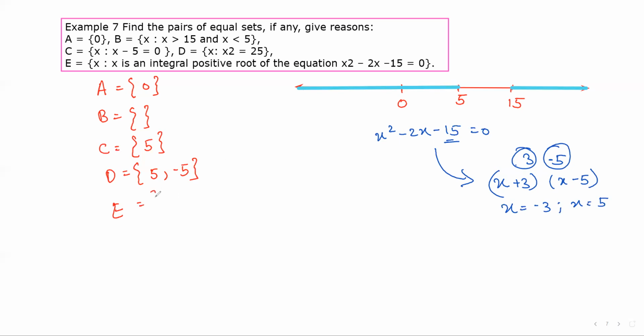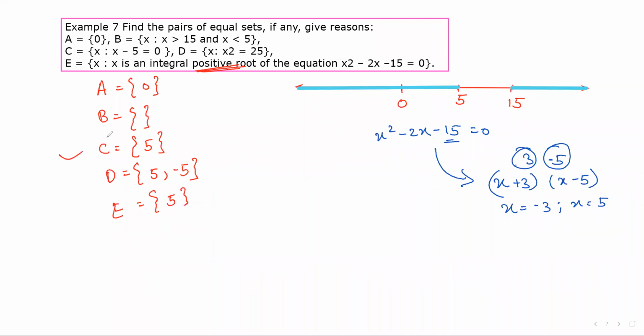So this is a set where you have minus 3 and 5. So if you observe A to E, you cannot find any two sets which have the same elements or which have common elements. So hold on. Integral positive, right? There's a positive root that has to be mentioned. You cannot place minus 3 over here. You have to have only the positive root. So there is 5 over here.